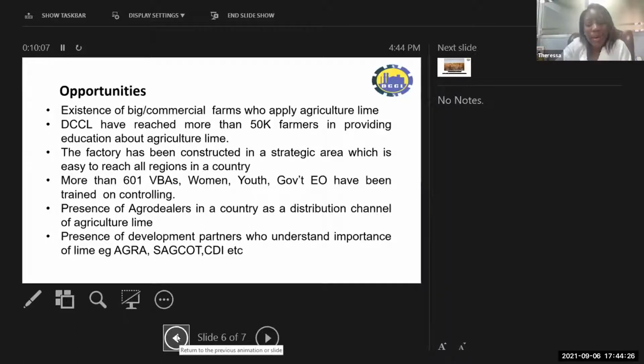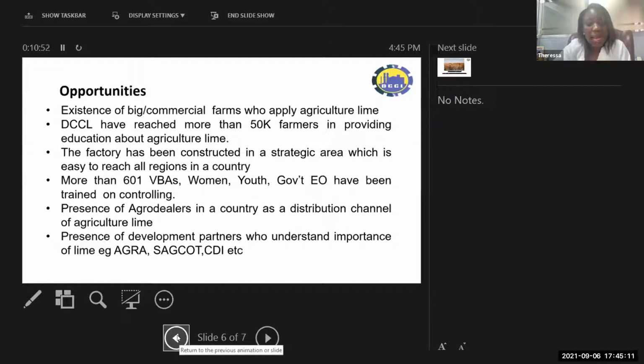Yes. So apart from that, where there's a challenge, there's also opportunity. In Tanzania, when we talk about lime, we have the presence of commercial farms. These are the people who know lime, and they always place big orders with our company. So with them being there, we see that they will assist us to show others the importance of lime. Another good opportunity is that with the help of AGRA, we were able to reach 50,000 smallholder farmers. They are aware about lime. In Tanzania, especially in the Southern Highlands, lime is not a new concept. They are aware, but challenges are still there.